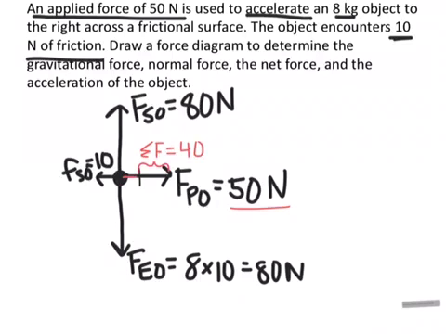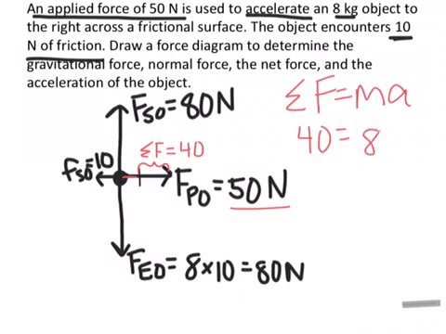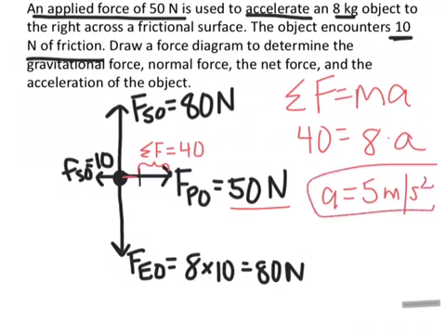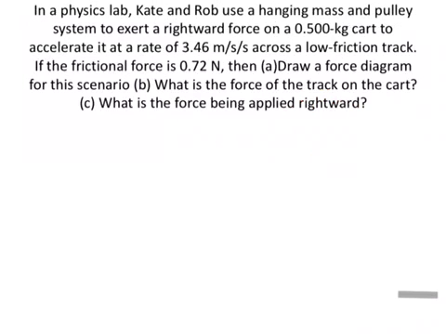And when I have a net force, whenever you have acceleration, we should think of Newton's second law. And we just figured out that the net force was 40. We were given the mass in the problem, which was 8. And we can solve for the acceleration just by dividing. So our acceleration comes out to be 5 meters per second squared.